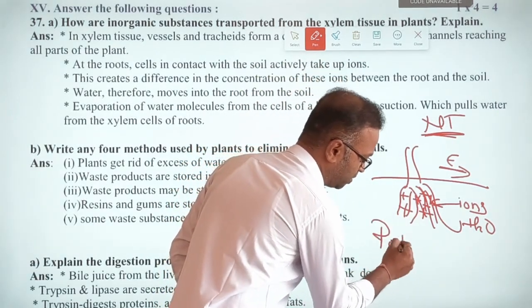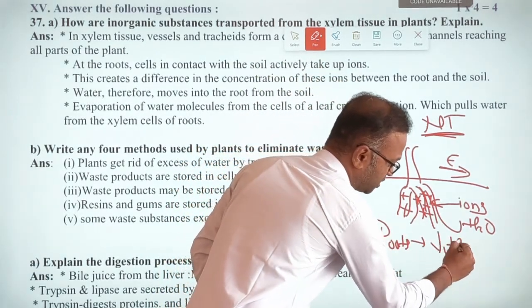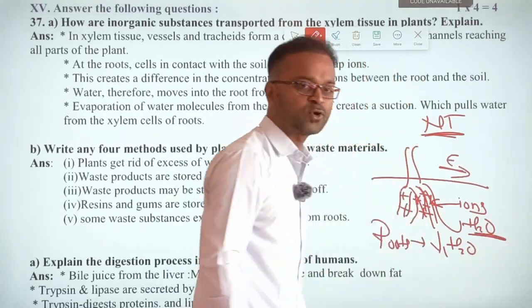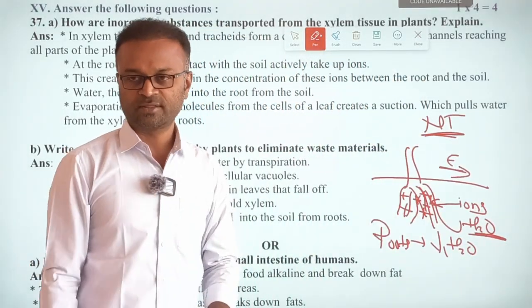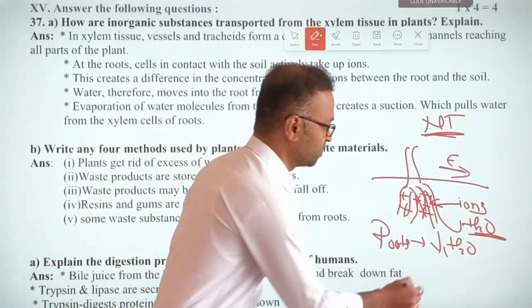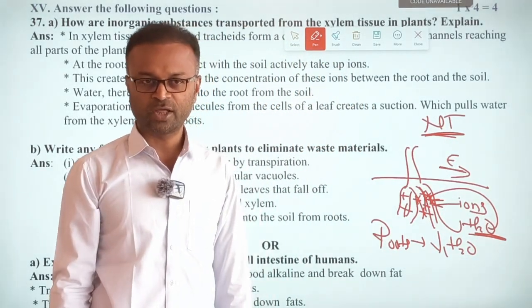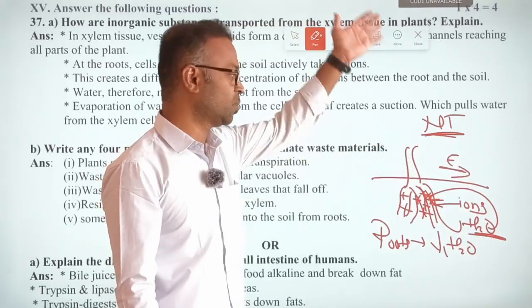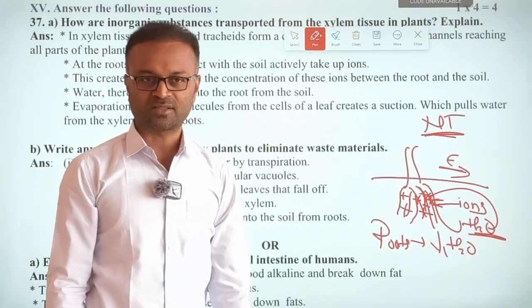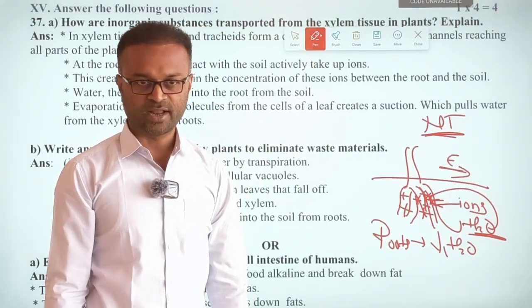Inside the roots, there will be a lower concentration of water compared to that of the soil. That will create the water difference. Then what will happen to the water? It will start moving from the higher concentration towards the lower concentration into the root, which creates the root pressure. That's how the water will be transported to all the parts of the body. Clear?